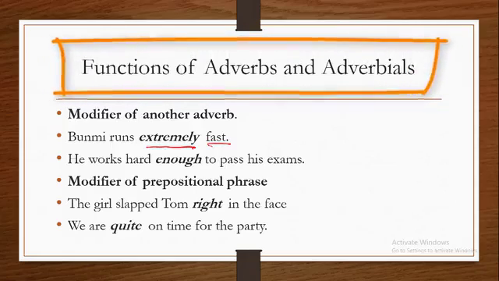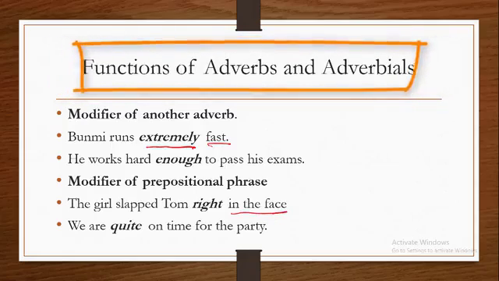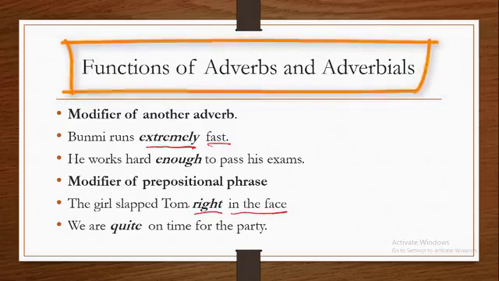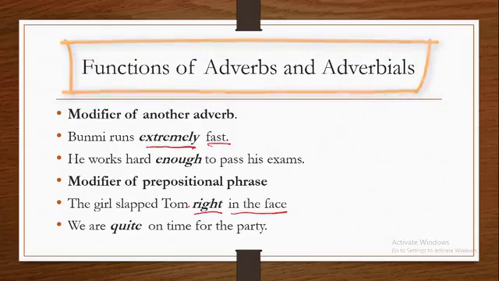You know what a prepositional phrase is? So in the face is a prepositional phrase. Okay? So the word right here, I could say the girl slapped Tom and I end it here. Full stop. But right in the face is showing you where the action was performed. So the word right here is a modifier of the prepositional phrase in the face.